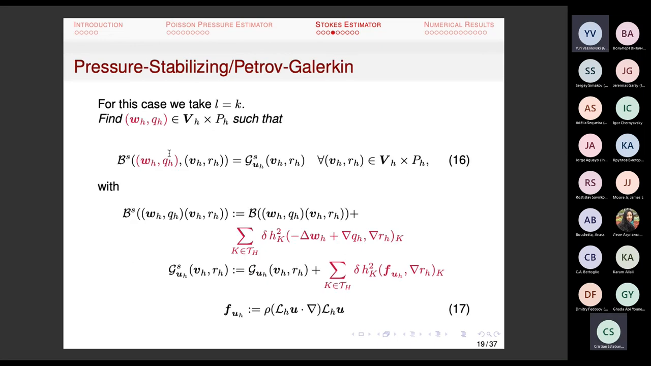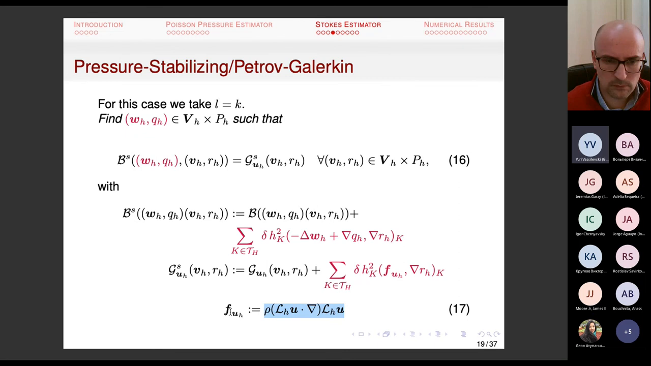On the other hand, we have another discretization which considers the well-known PSPG stabilization. In this case, we have taken L equal K. And so our problem consists of finding WQH satisfying this equation. The difference with the Taylor-Hood formulation is that here we have this term in purple. Here we are using AFUEH defined for this relation.